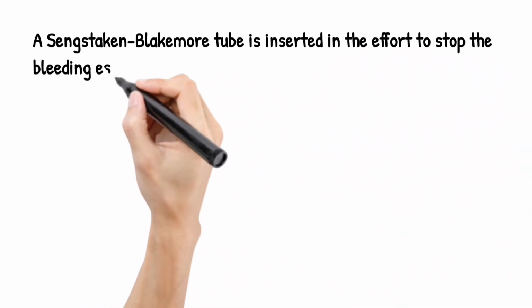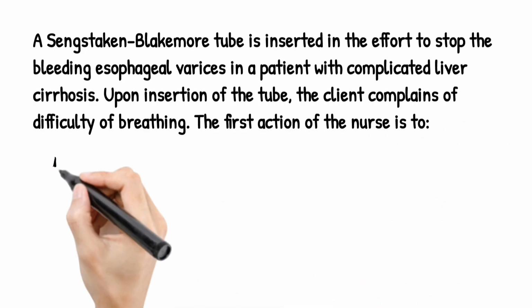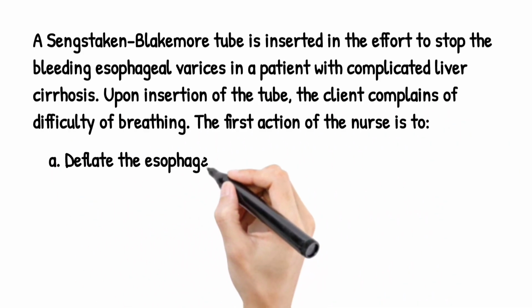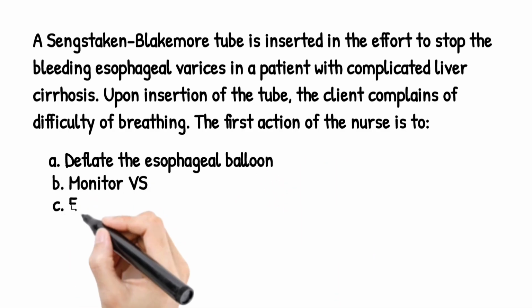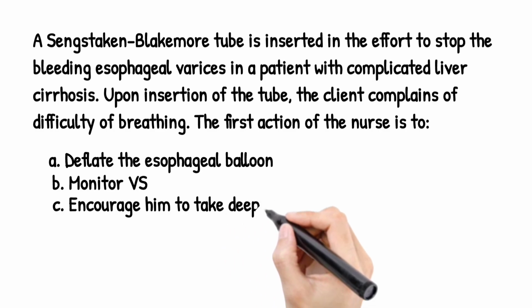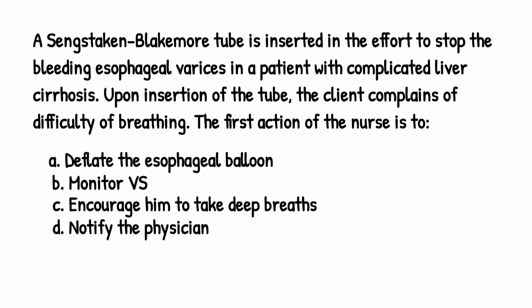A Sengstaken-Blakemore tube is inserted in an effort to stop the bleeding esophageal varices in a client with complicated liver cirrhosis. Upon insertion of the tube, the client complains of difficulty of breathing. The first action of the nurse is to: Option A, deflate the esophageal balloon. Option B, monitor vital signs. Option C, encourage him to take a deep breath. Option D, notify the physician.